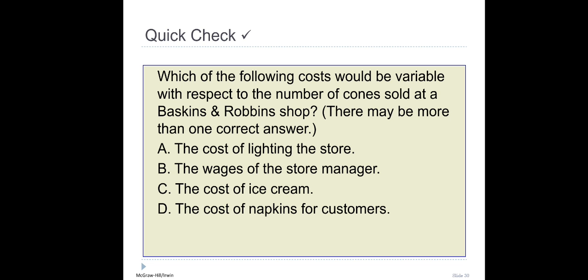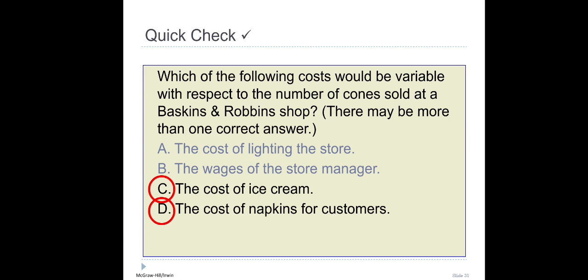D, the cost of napkins for customers. This one also I think is a variable cost, because the more customers, the more you have to pay for the napkin cost. So let's see here, the answer is C and D are the variable costs. A and B are fixed costs.